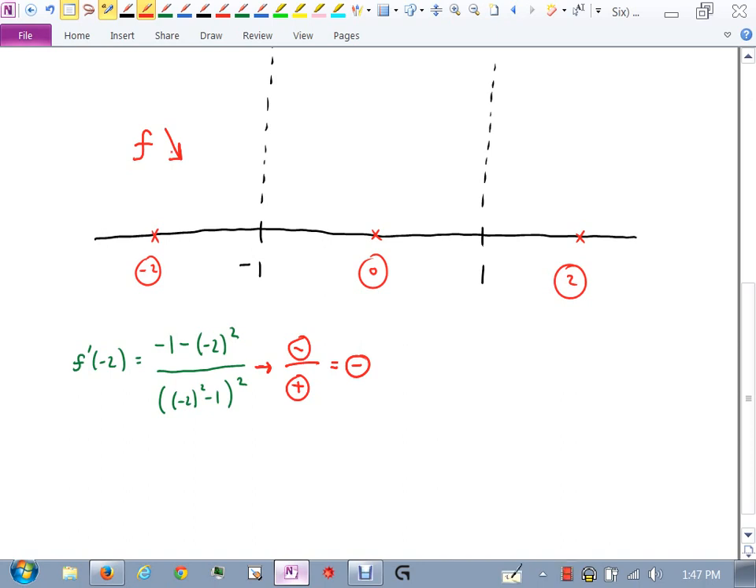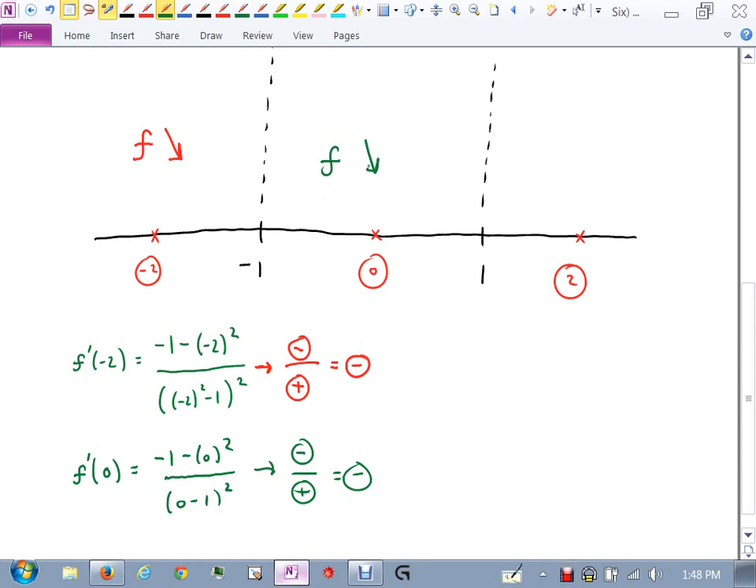Now what's happening at 0? You get negative again, right? It's a negative on top, positive on the bottom. It's negative. So that means my original function is going down here. What about 2? I'm not going to show it, but if I plug in 2, it's going to go down again, right? Yes?